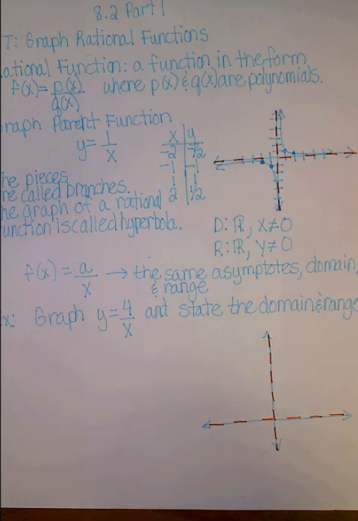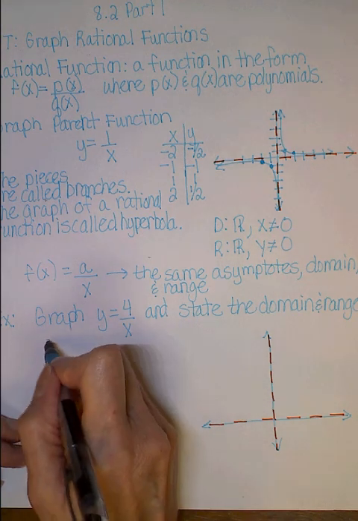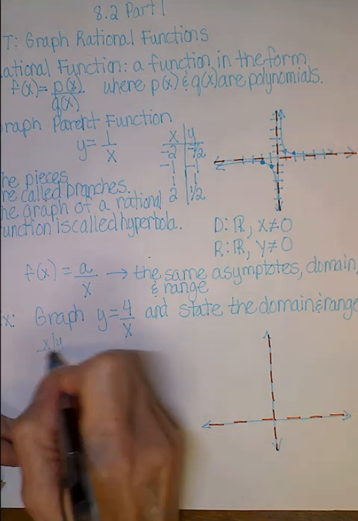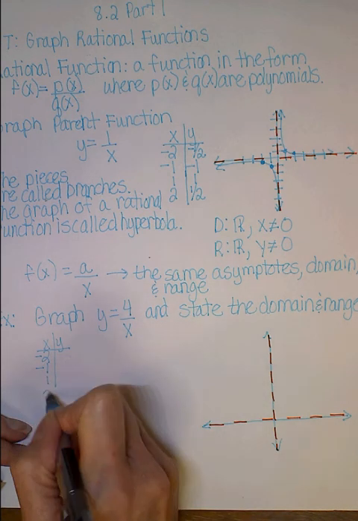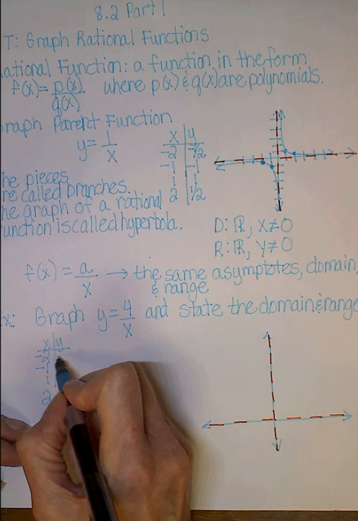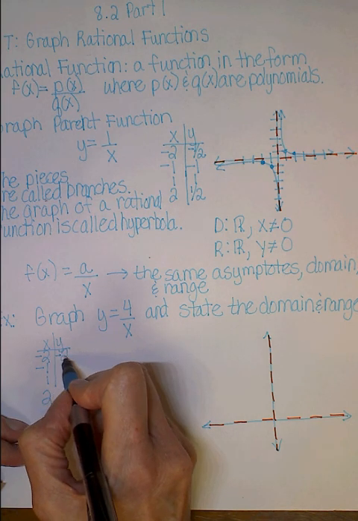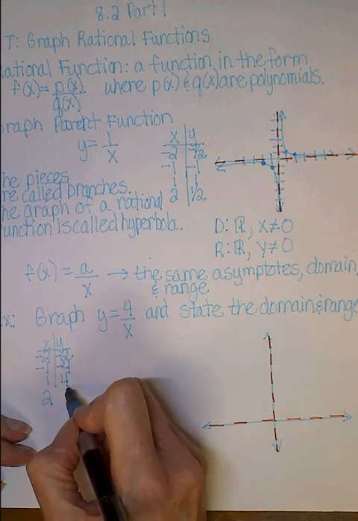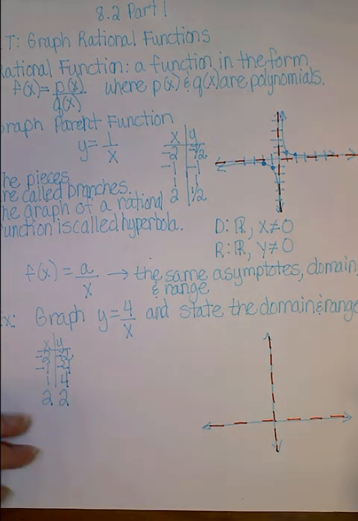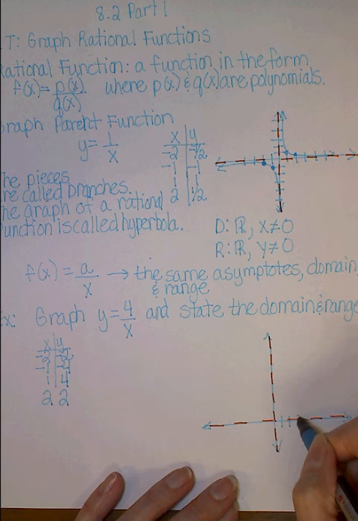Alright, so let's make a simple xy table again. We can't use 0 because we'd still be dividing by 0. So if I plug in -2, I would get out -2. Plug in -1, I'd get out -4. Okay, so again, we're going to have the branches.